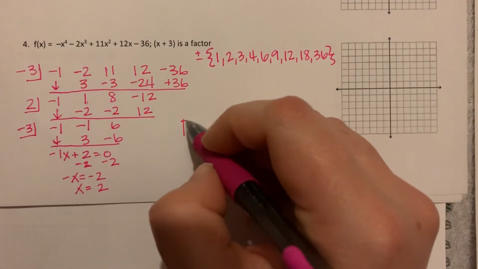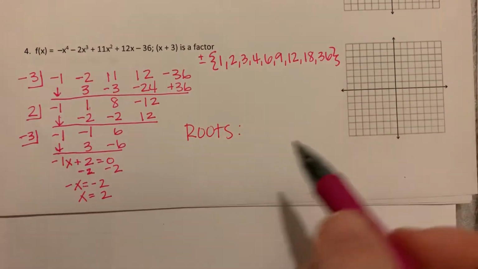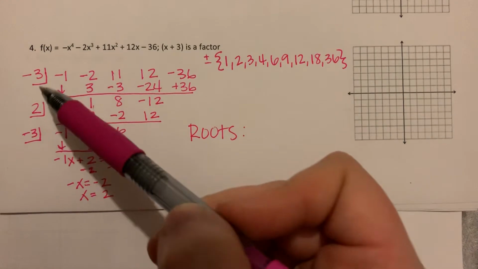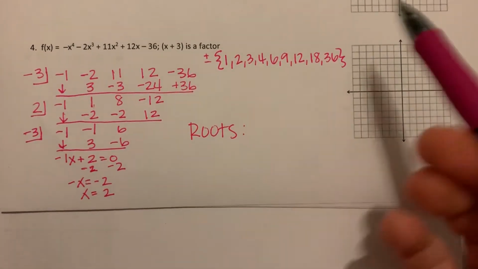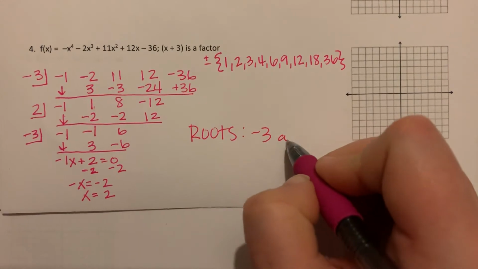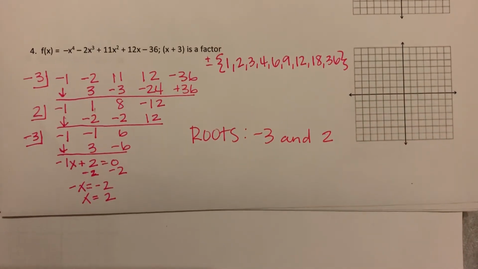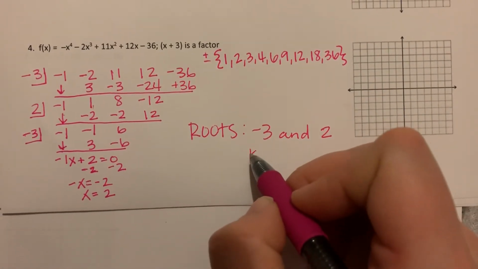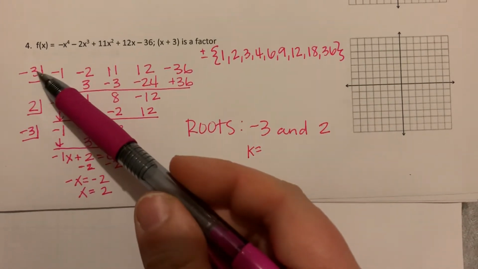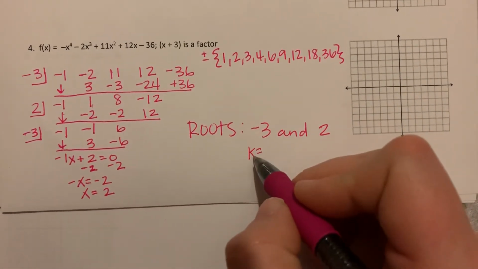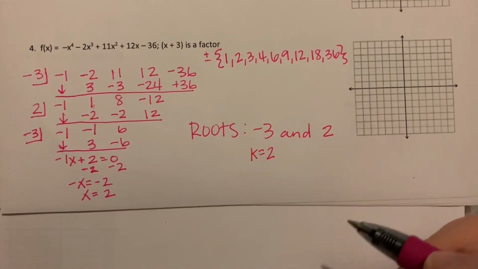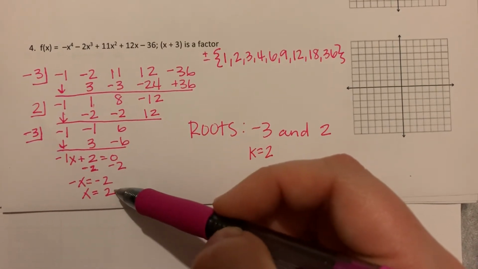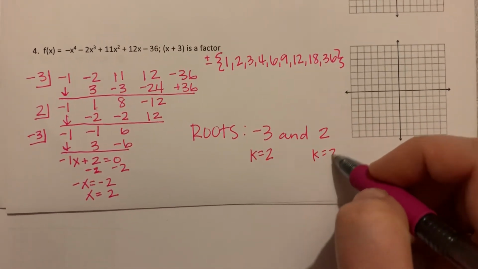Okay, now my roots here, you get from these numbers that you put in the box and this last number that you got when you solved for x. Okay, -3 and 2 are my only 2 numbers. However, you have them multiple times. So I need to make sure that I note the multiplicity for each of these. I have -3 here and here, so it has a multiplicity of 2, meaning it's a root twice. Same thing with 2. I have it here, I solved for it here, so it has a multiplicity of 2.